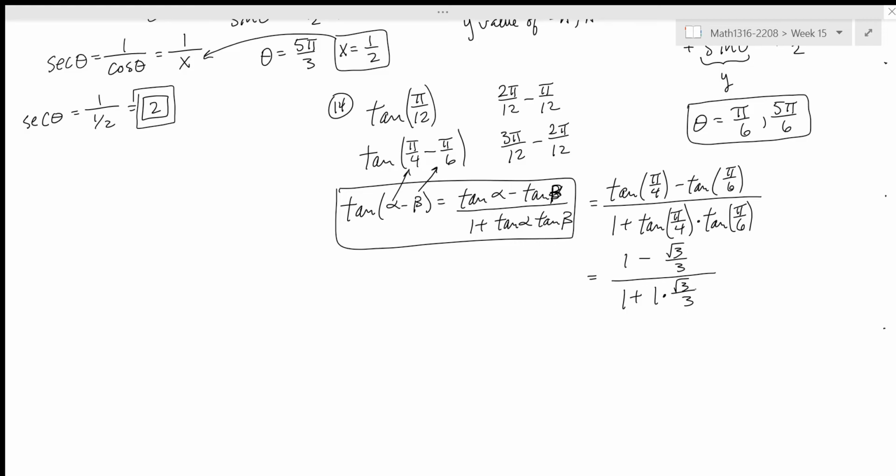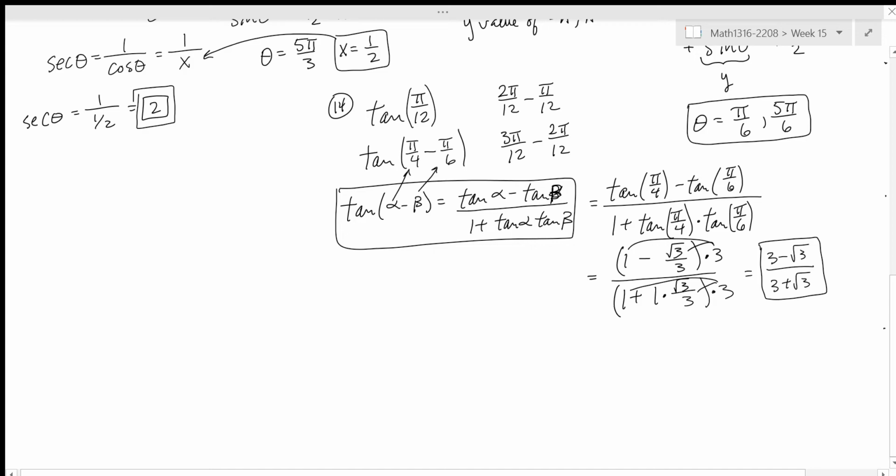Now we're going to have to simplify that. That is too messy. We're going to have to simplify it. So I'm going to multiply the numerator by 3. And whatever I do to the top, I have to do to the bottom. And that 3 is going to distribute. 3 minus square root of 3 over 3 plus square root of 3. And even though that has a square root in the bottom, I think I'm pretty happy with that.